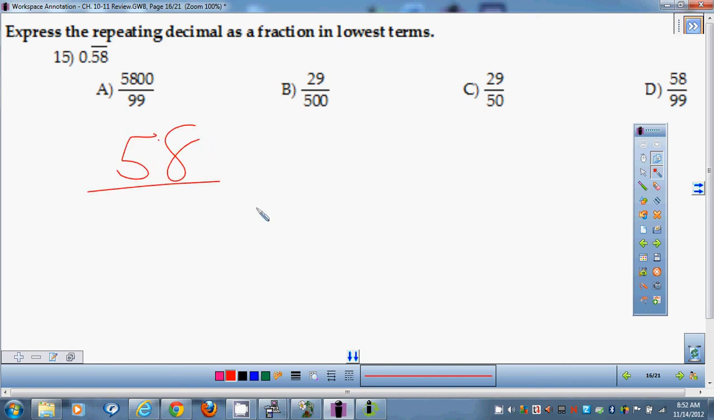How many 9s do I need to put this over? Very good. 58 over 99. Just put the number over that many 9s. I don't think this one reduces. So it is D.